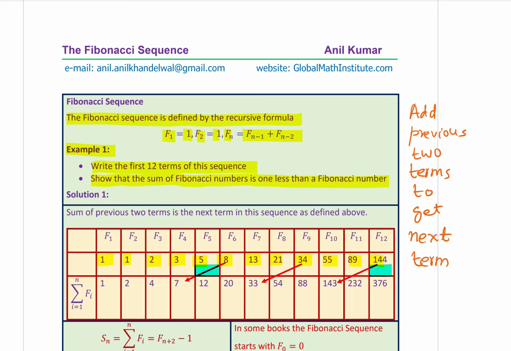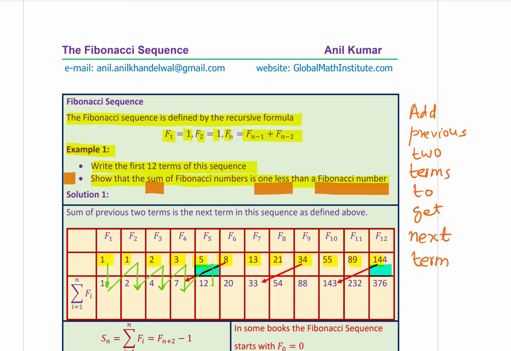Now, let's look into the second part of this particular question, which is to show that the sum of Fibonacci numbers, we are looking into the sum now, is 1 less than a Fibonacci number itself. So let's find the sum of Fibonacci numbers now. Okay, so the sum of the first term, we get just 1. If I add 1 to 1, I get 2. And what is 2 plus 2? 2 plus 2 is 4. 4 plus 3 is 7.